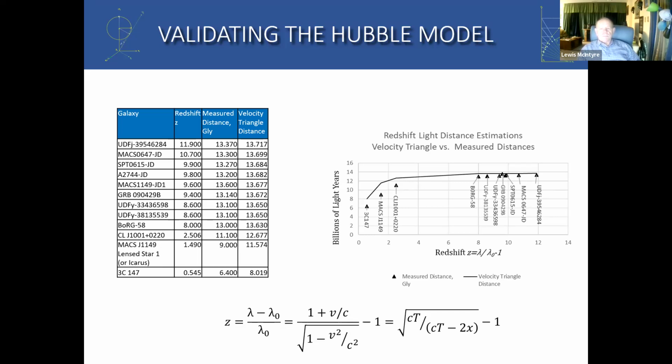Since I feel that the observed redshift is much more reliable than estimated distances, particularly in the extreme range at nearly 13.8 billion light years, I chose to determine the velocity triangle distances that give the measured redshift. I plotted results as the solid line on the graph. The velocity triangle gives excellent results at the distant end to within a few percentage points.